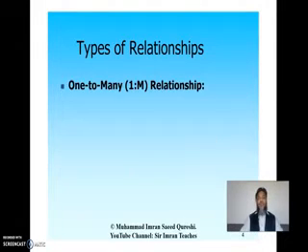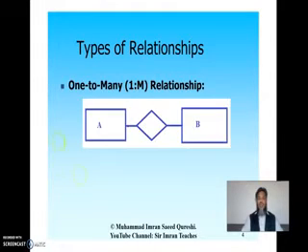Now let's move towards the one-to-many relationship. In this type of relationship, if I ask you for one record or one instance of A, how many B's can I have, or how many records of B can I have? If you tell me that maximum we can have many records of B, for one A there can be many records of B, and while I move back, for one instance of B, how many records of A can I have, and you tell me that maximum only 1, then in that case it is known as a one-to-many relationship.